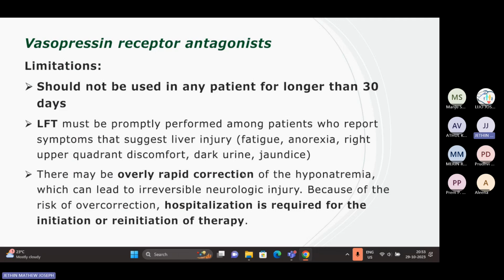These drugs can also cause overly rapid correction. So rarely ODS can occur, but because of this risk of overly rapid correction, we have to keep the patient admitted. Hospitalization is required to initiate or reinitiate the therapy if it is discontinued early. So to start this drug, the patient has to be admitted.